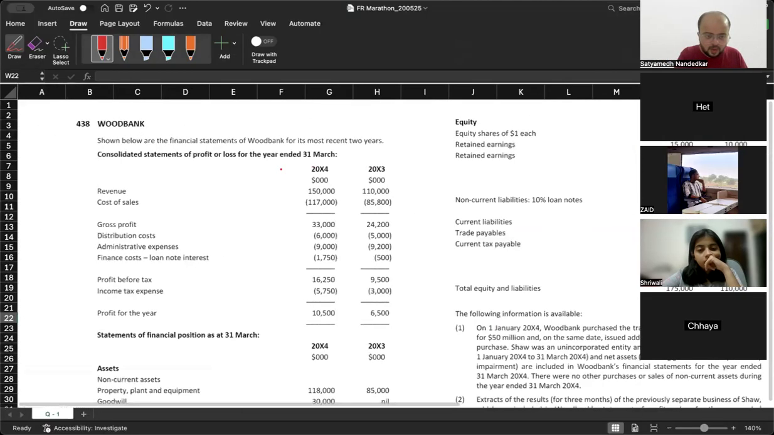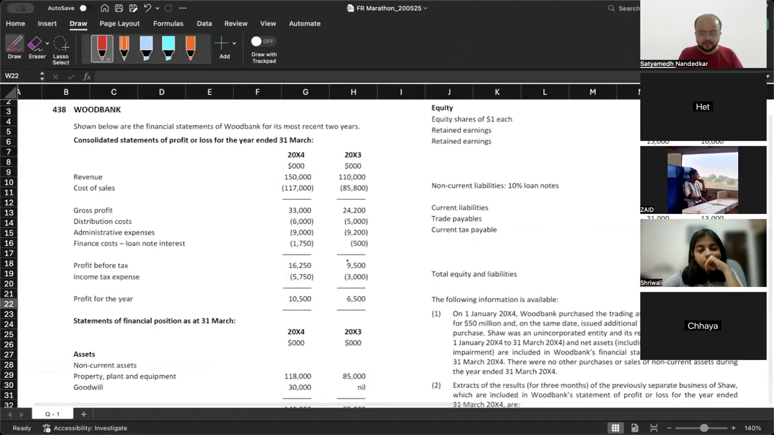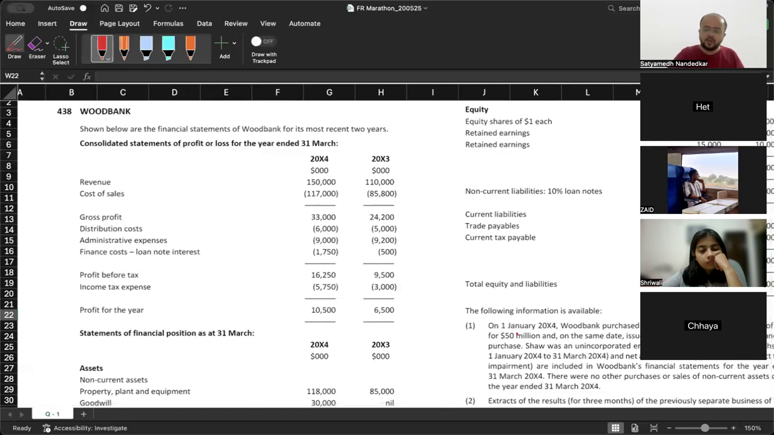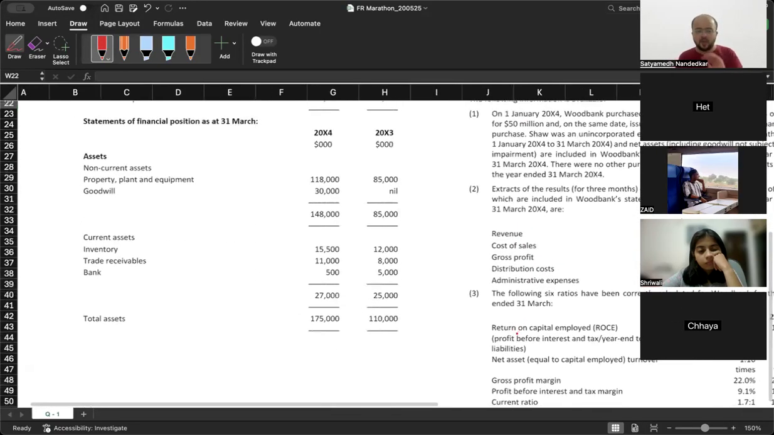Okay? So come on, let's have a look at the P&L. Have a look at what all information is there. Revenue, cost of sales, gross profit, distribution cost, admin expenses, finance cost, which is basically loan note interest, profit before tax. Now this is a consolidated profit and loss account. Okay? Now income tax expense and profit for the year. Then you have non-current assets. This is the statement of financial position: PPE, goodwill, inventory, trade receivable, bank and total assets.